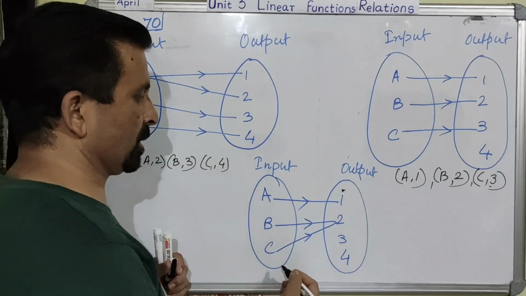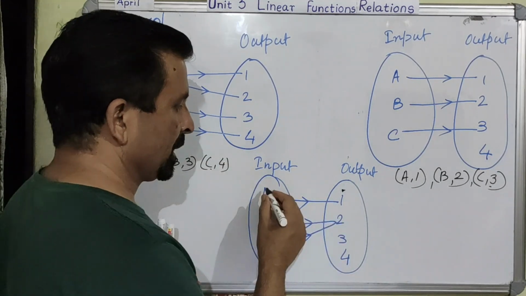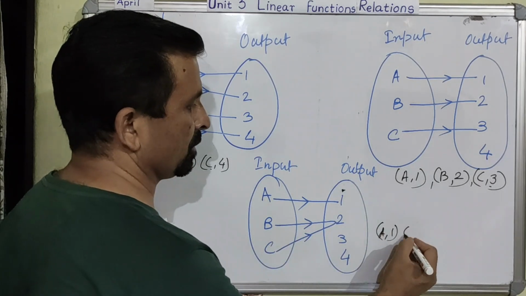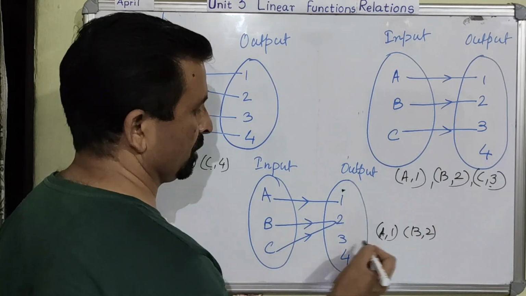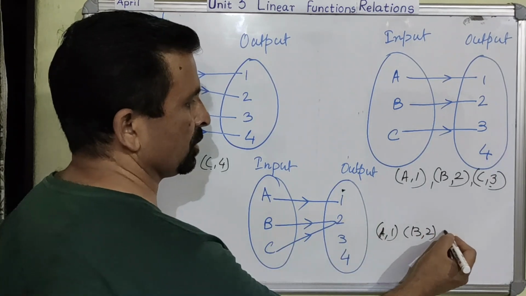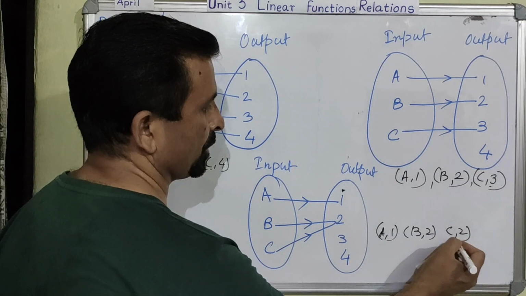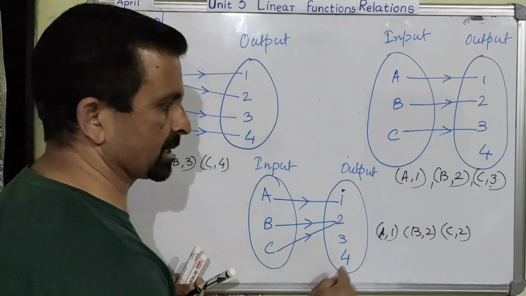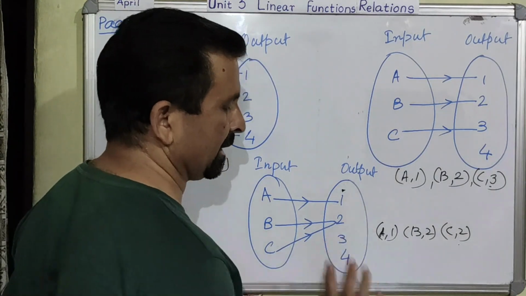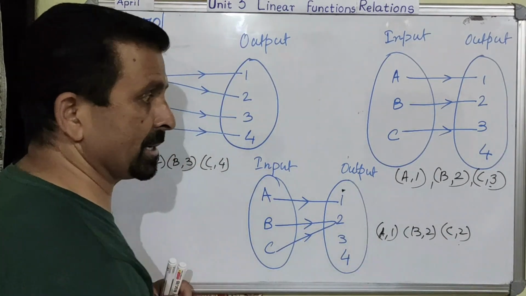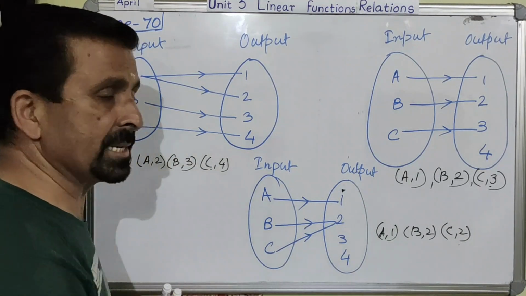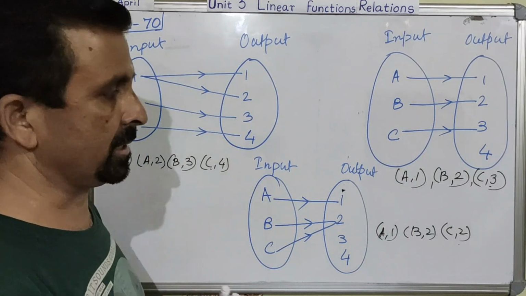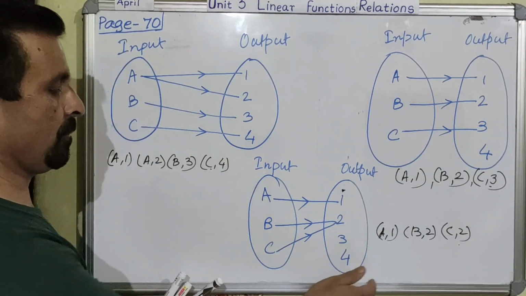Now from here also we can do the same thing. We will make this into pairs. So A to 1, B to 2, then C to 2. Only look at the first element. Is there any repetition of the first element? This is A, this is B, this is C. No. The second element can be repeating. No problem. The second element can repeat. But the first element should not be repeating. Then that relation is said to be a function. Right? So this also is a function.